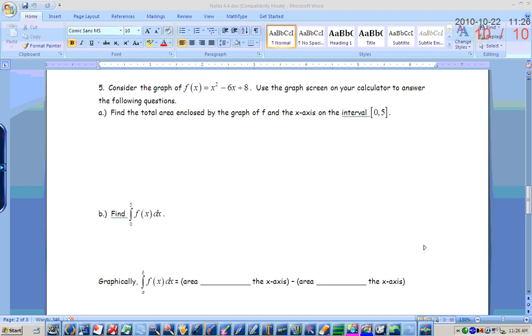Consider the graph of f of x equals x squared minus 6x plus 8. Use the graph screen on your calculator to answer the following questions. Find the total area that's enclosed by the graph of f and the x-axis on the interval between 0 and 5. All right, so first off, we probably need to graph this.